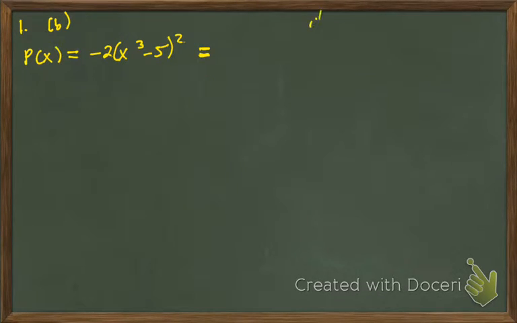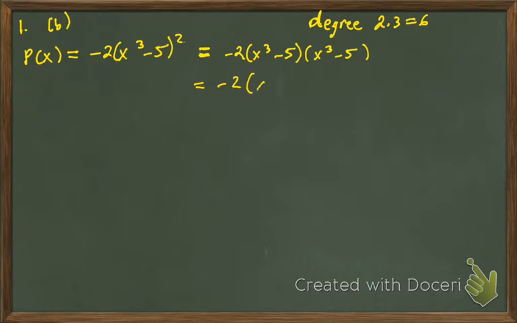Now I can go ahead and expand it out though, so I'm going to mention that the degree here is going to be 6. 2 times 3 will be 6. Okay, so we'll go ahead and expand it out. The x minus 5 squared means 2 of them. And so we'll go through and we'll FOIL that, and then distribute the minus 2.